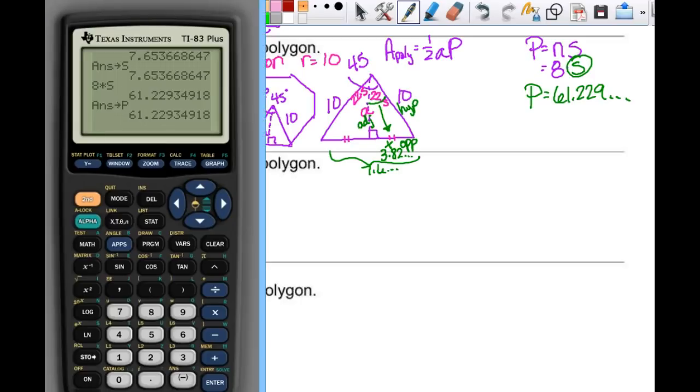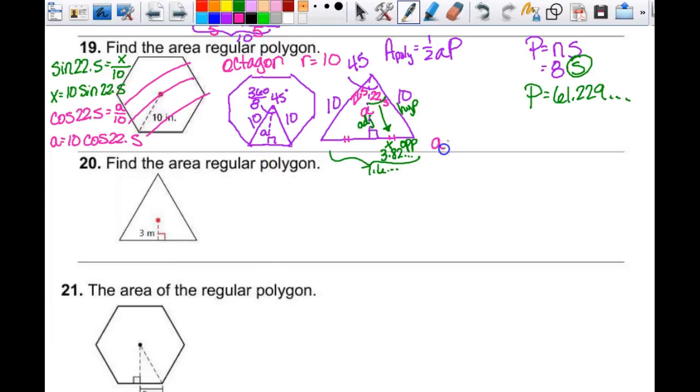Go to my calculator, and it's going to give me 10 times the cosine of 22.5, and that's my apothem, so I want to store it in A for apothem. So I've got my apothem is equal to 9.2 something. So when I go back up here to substitute this in, this is going to be 1/2 times the apothem, and I'm going to circle it because I'm using what's in my calculator. It's stored, and my perimeter is stored also.